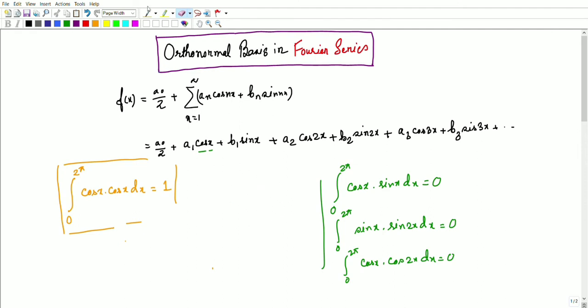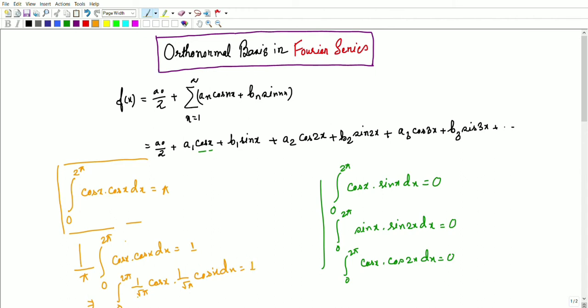interestingly, we never get 1 here. Okay, what we obtain is pi. So we can make this 1 if we divide both sides by pi: the integral from 0 to twice pi of cos squared x dx divided by pi equals 1. Okay, and we can arrange this like this: the integral from 0 to twice pi of 1 by root pi cos x times 1 by root pi cos x dx equals 1.